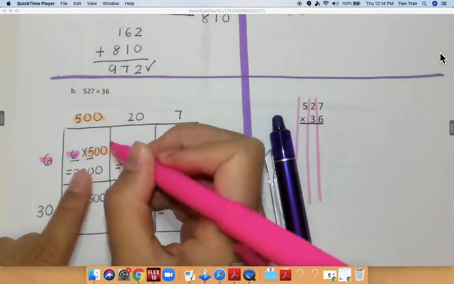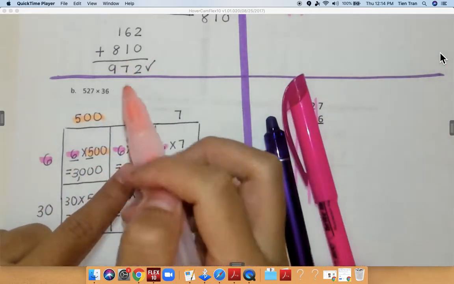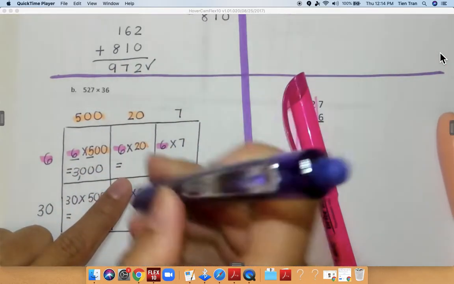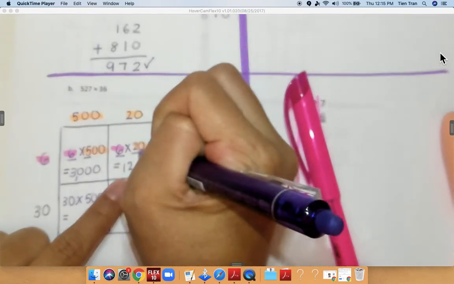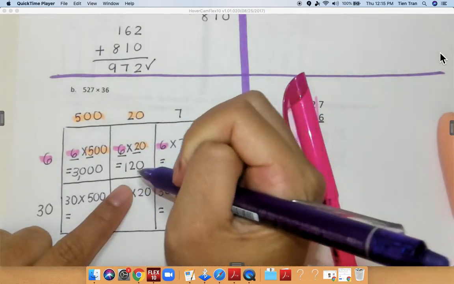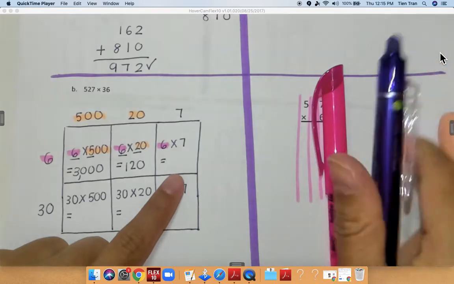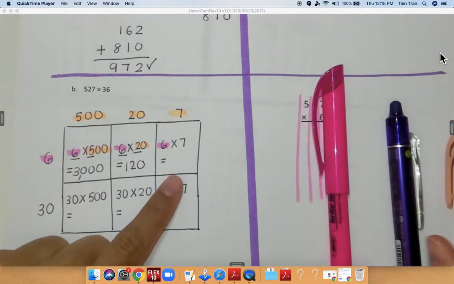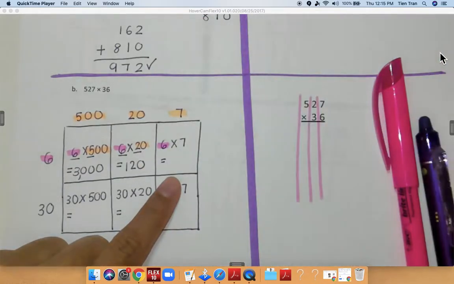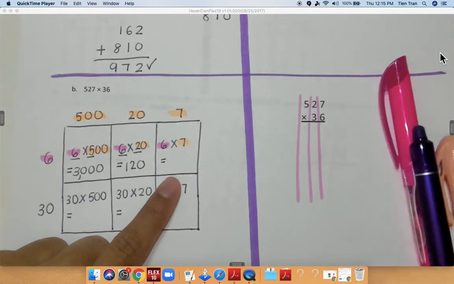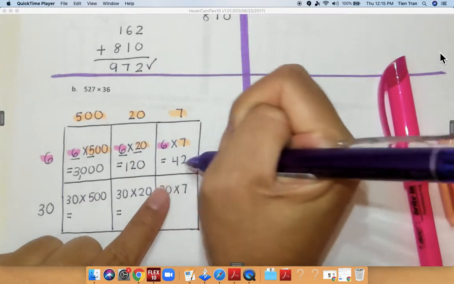Do the same thing. 6 comes from the side, and the 20 comes from the top. 6 times 2 is equal to 12, and add my 0 at the end. I get 120. And for the last one, I have 6 times 7. I know that the 7 comes from the top. So 6 times 7 is equal to 42.